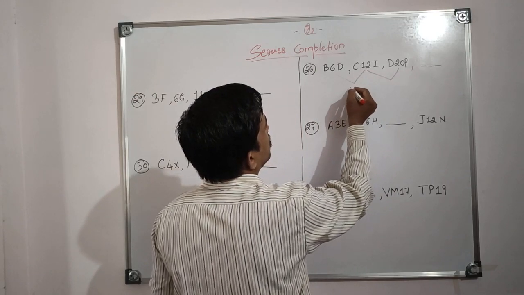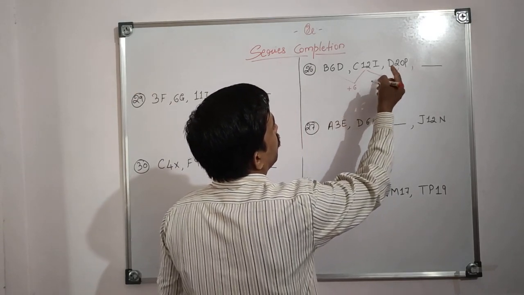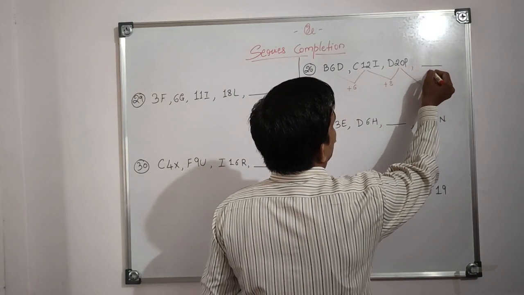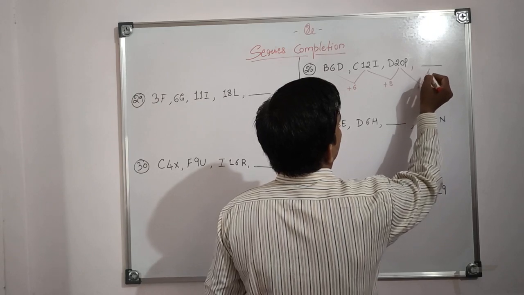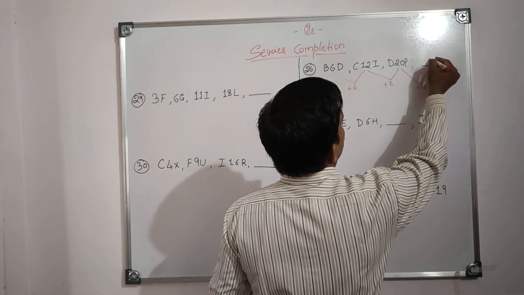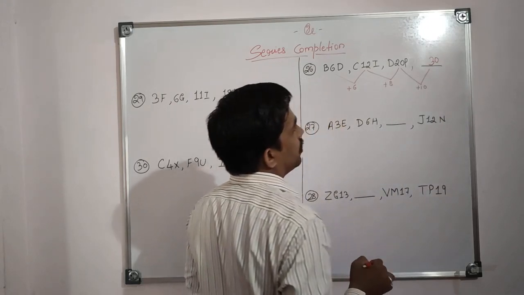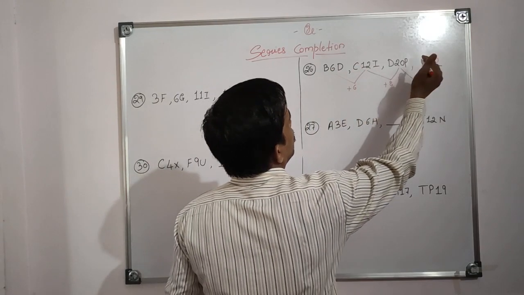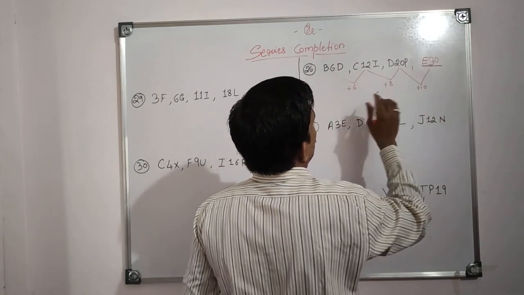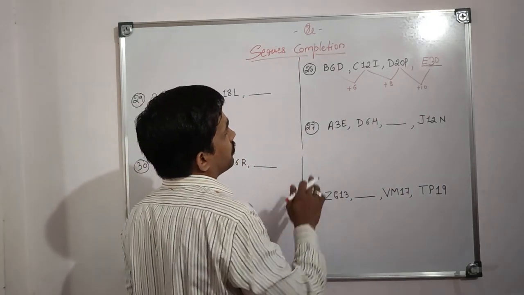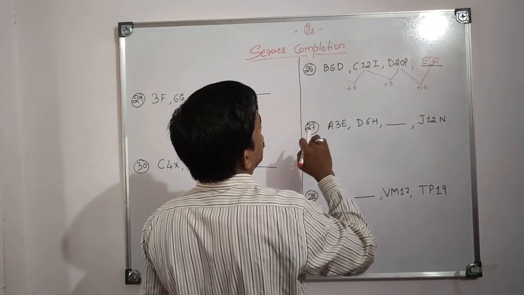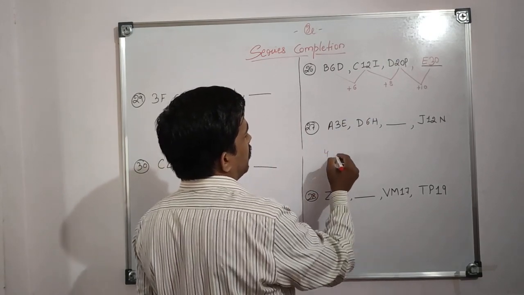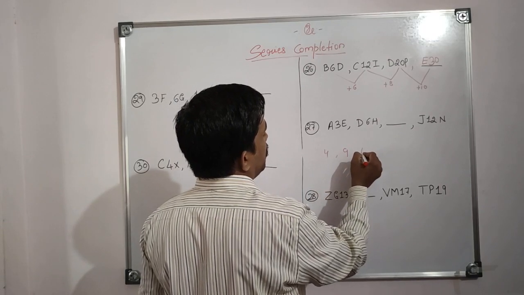So 6 plus 6 is 12, 12 plus 8 is 20. Now it should be plus 10, so 20 plus 10 is 30. Now coming to our letters: B, C, D, it should be E, one letter forward. And then coming to this letter series, D is 4, I is 9, P is 16.